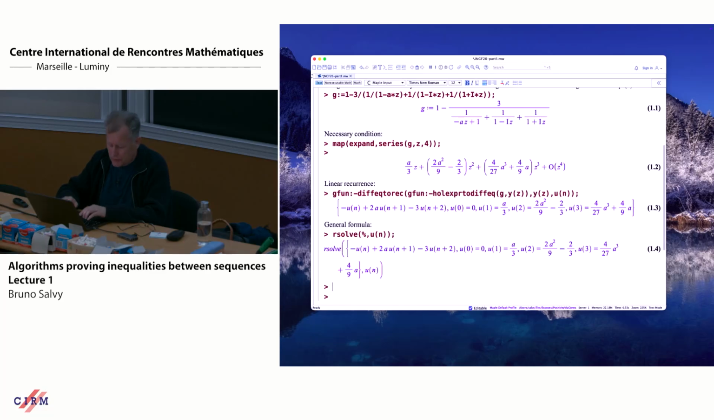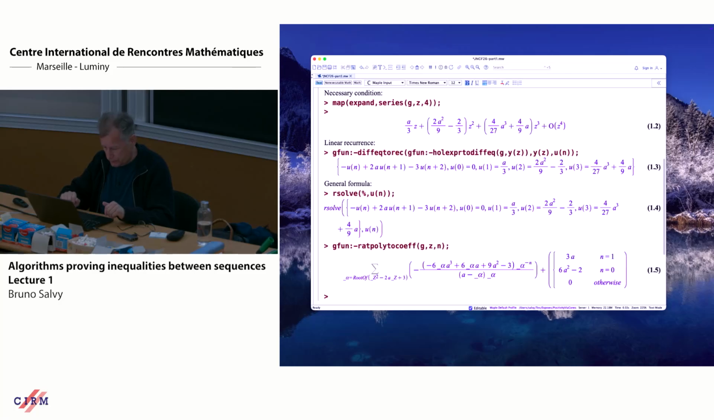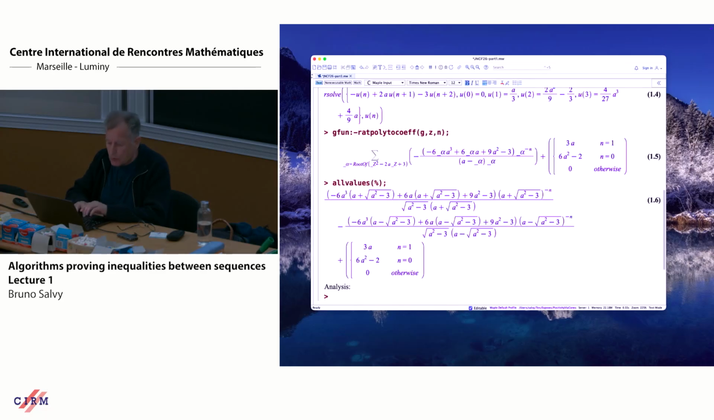But there's a function in this wonderful package that takes your rational function and gives you the general formula for the coefficients. And it will be clearer if I get rid of those root-offs. Oh, no, let me do better. I want to prove it for n larger than 2.